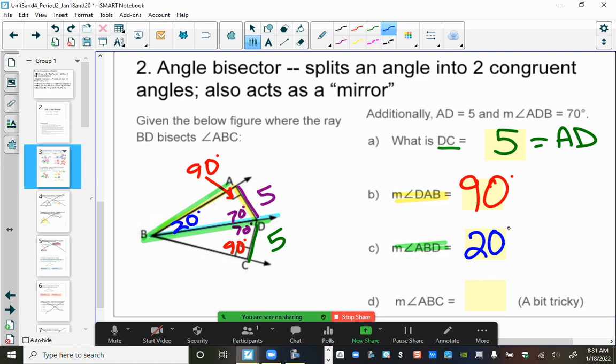But remember, it's 90, 70, 20 degrees. Now, DBC will also be 20. Again, here's your mirror. You know where your mirror is as well. The mirror is going to reflect.